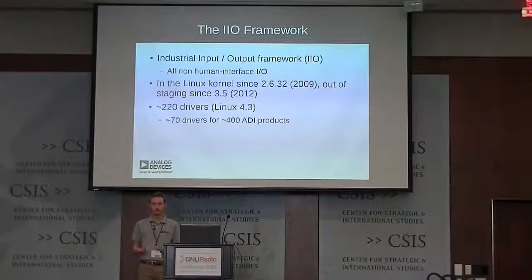All the human interface devices are separate, in the input framework. So all the non-human interface devices are in the IIO framework. It's been in the Linux kernel since more or less 2009. It was integrated in the 2.6.32 kernel. And it's been out of staging, the staging area where all the new experimental stuff comes in the Linux kernel, since 2012 in the 3.5 kernel.